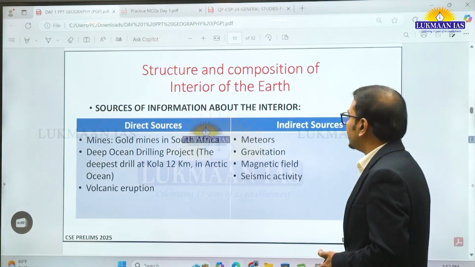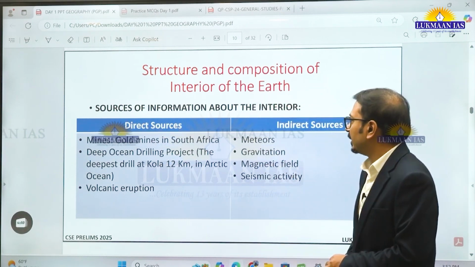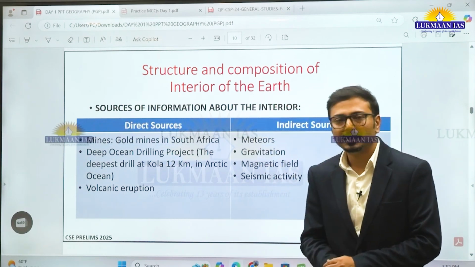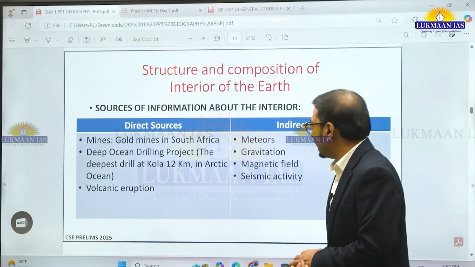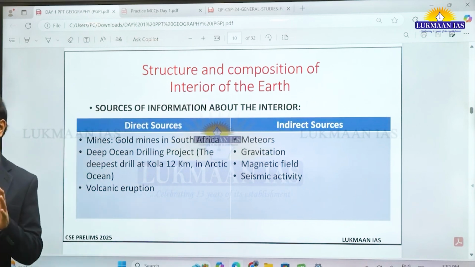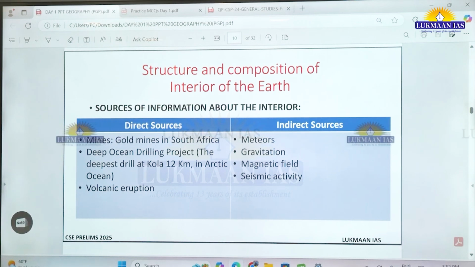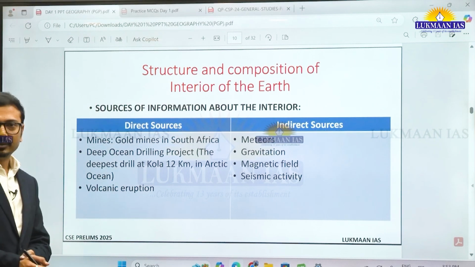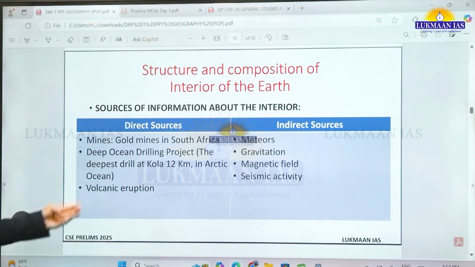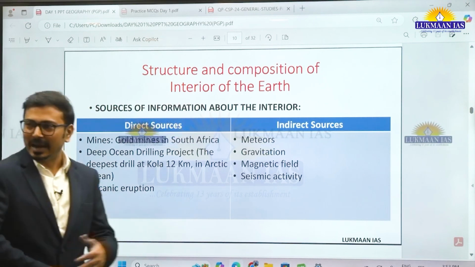That is direct observation. Or there are deep ocean drilling projects, or gold mines in South Africa, which are around 3 to 4 kilometers deep. Deep drilling projects like the one in the Kola Peninsula. That is why I was saying you should bring a map atlas. Kola Peninsula, you can immediately see in Russia, on the northern side of Russia along the Arctic. There is a deep drilling project going on. It is around 12 kilometers deep, so from that also we get information. But 12 kilometers deep is not that deep, right?